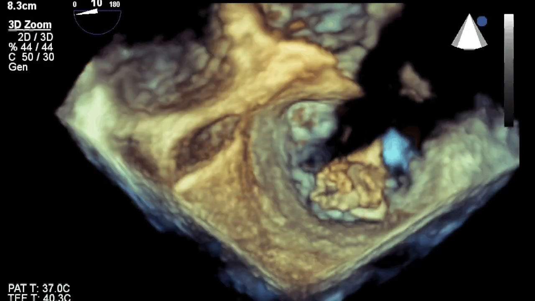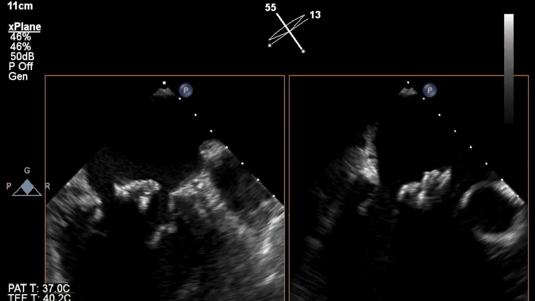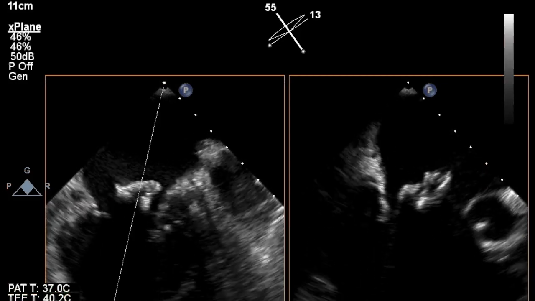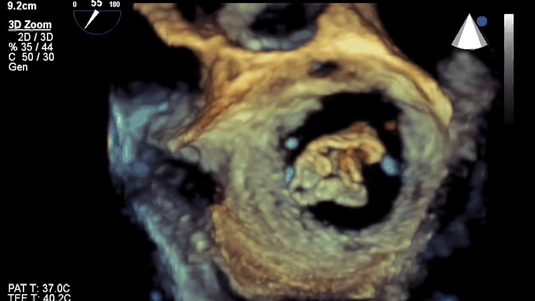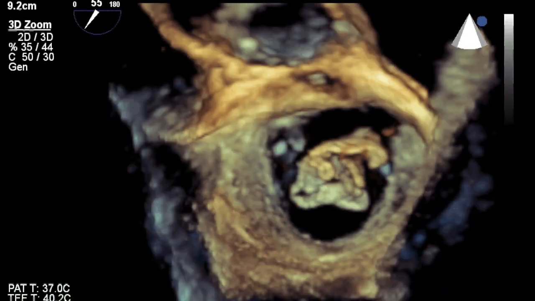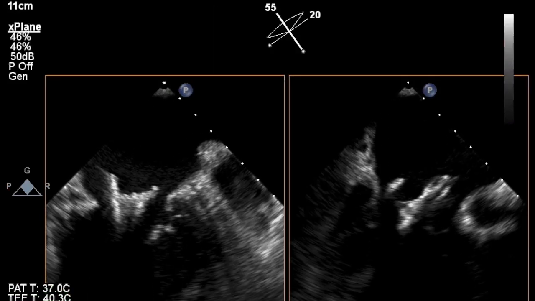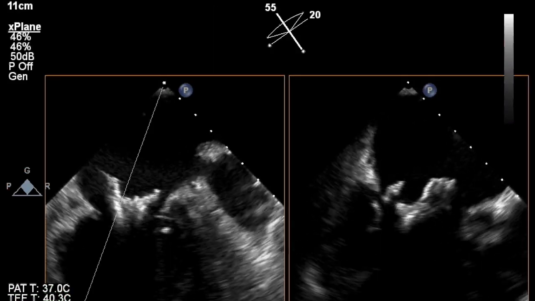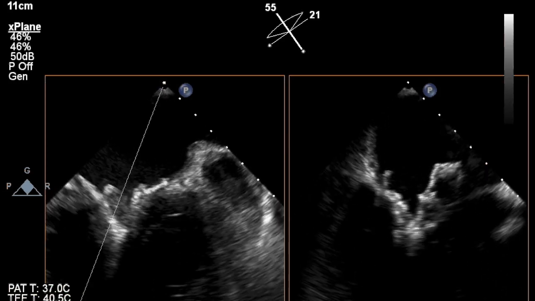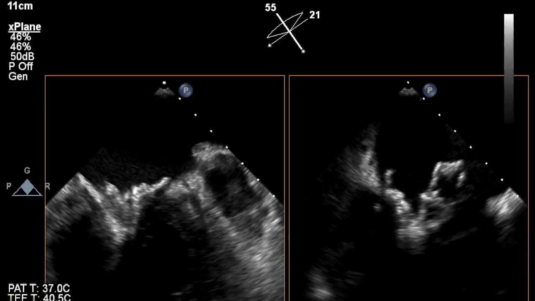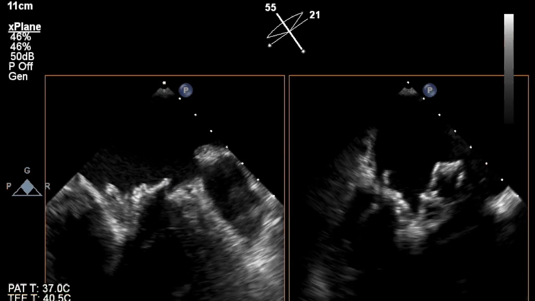In the 60-degree view, or commissural view, you can see an X-plane, and the cuff should be equal in the 60-degree view. The 120-degree view should show the anterior cuff, which is longer than the posterior cuff. Slow deployment of the valve is continued, and you can see that the anterior cuff is longer than the posterior cuff and is slowly deployed over the aortic annulus.